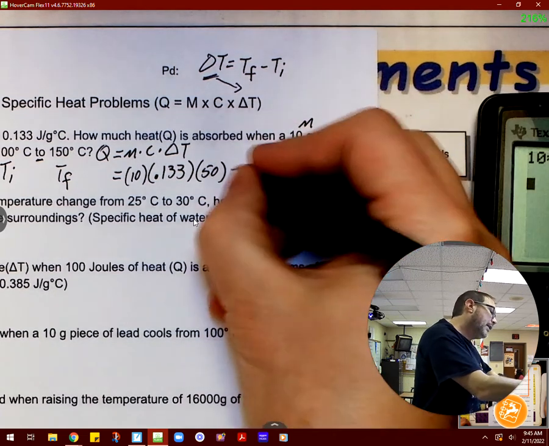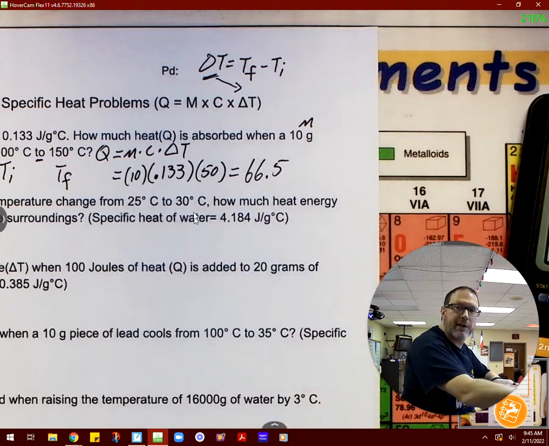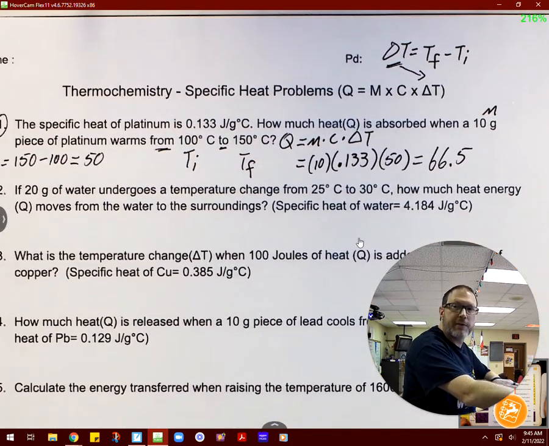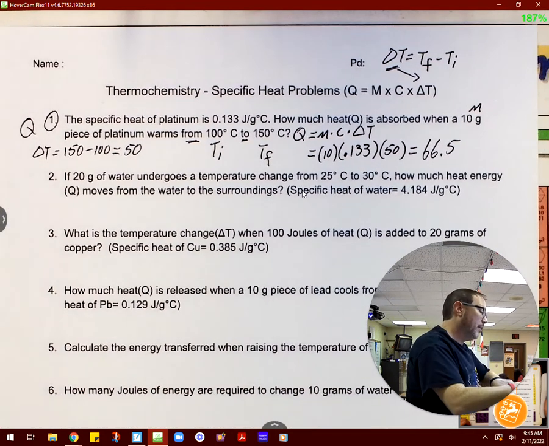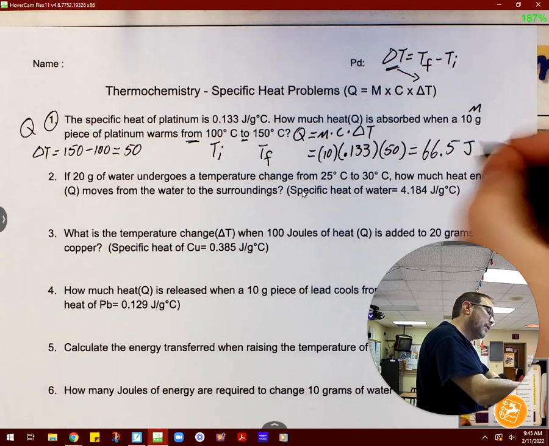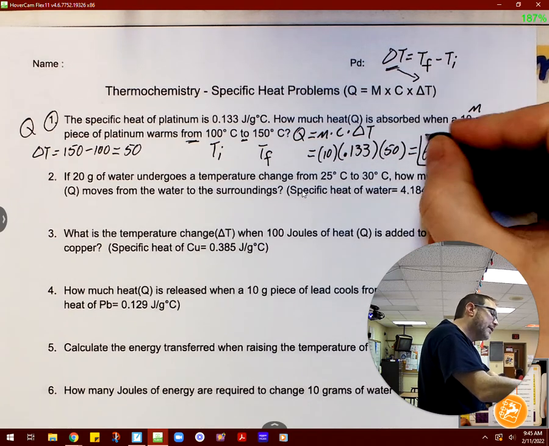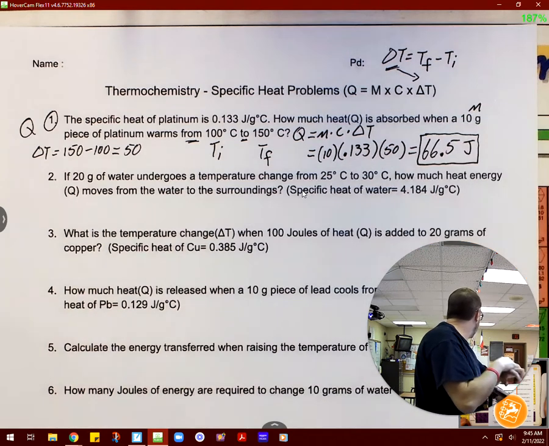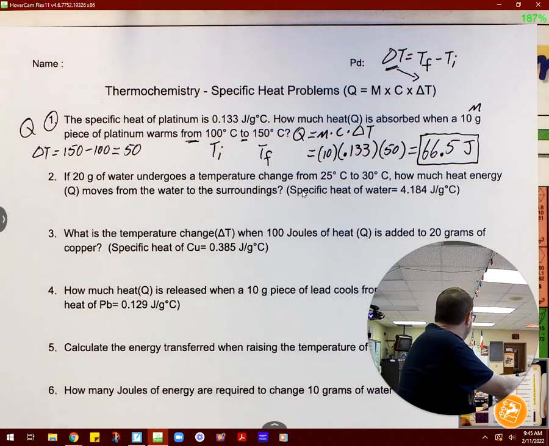Okay? Now my question is 66.5 what? Because we're looking for heat energy, we're looking for Q. So what is heat measured in? Joules. So my answer is 66.5 joules. I'm going to box it or circle it or something so the teacher knows that that's my answer. And I'm going to move on with life. So that's one of the easy ones. So show me fingers right now. How do you feel about that? I'm seeing 5s and 4s.